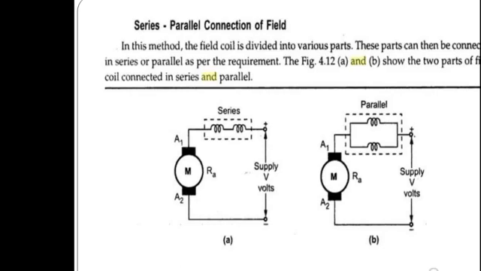I think you are familiar with the series and parallel connections. You can see in the left hand side there is a series connection, which is the input for an armature winding of a motor, and at right hand side you can see the parallel connection, which is the input for the armature winding of the motor.